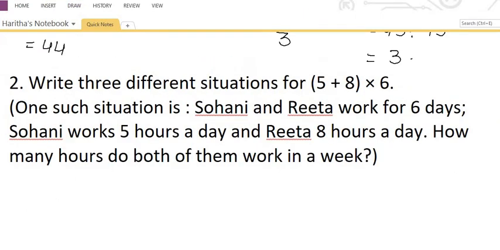So what is the second question? It says write 3 different situations for 5 plus 8 into 6. One such situation is: Sohani and Rita work for 6 days. Sohani works for 5 hours a day and Rita 8 hours a day. How many hours do both of them work in a week? Okay, so we will write a situation now. What kind of situation will we write here? We'll also go for two different people.